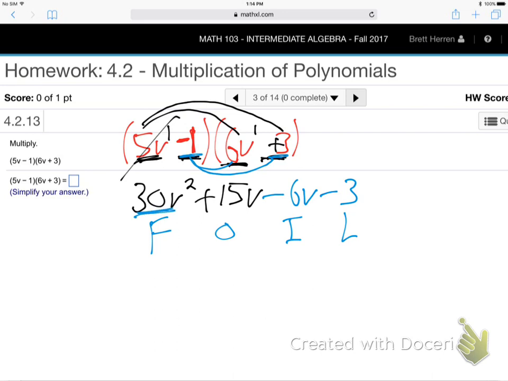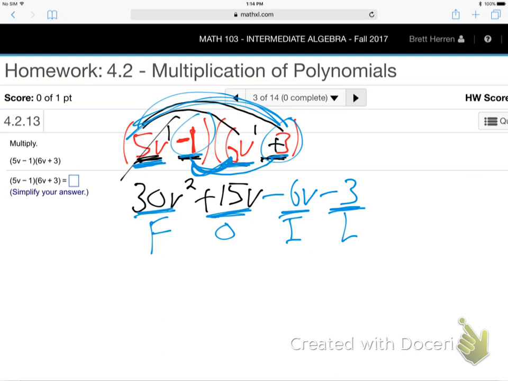First means you take the first one in this parenthesis times the first one in that parenthesis. Well, that's what we did. Next comes the outer, the two outer guys. That's exactly what we did, 5 times 3 is 15. And then I stands for the two inner guys. That's exactly what we did. And L stands for the last one in this parenthesis times the last one in that parenthesis. That's exactly what we did. So you can call it FOIL, or you can call it double distribution: the 5v distributes to both, and then the minus 1 distributes to both. Either way, same result.